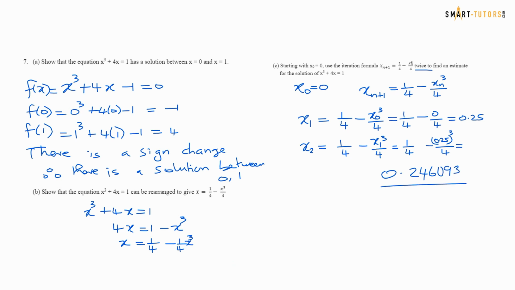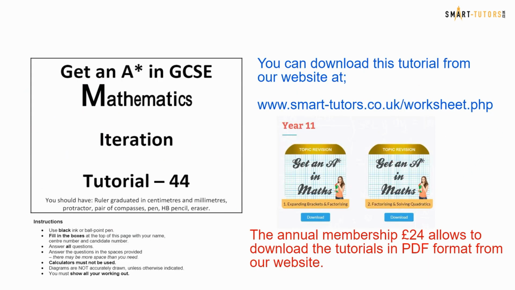So that is the answer for the question, right? I hope you understand the method using the iterative formula and using the iterative process a couple of times to get an accurate answer for the given solution.